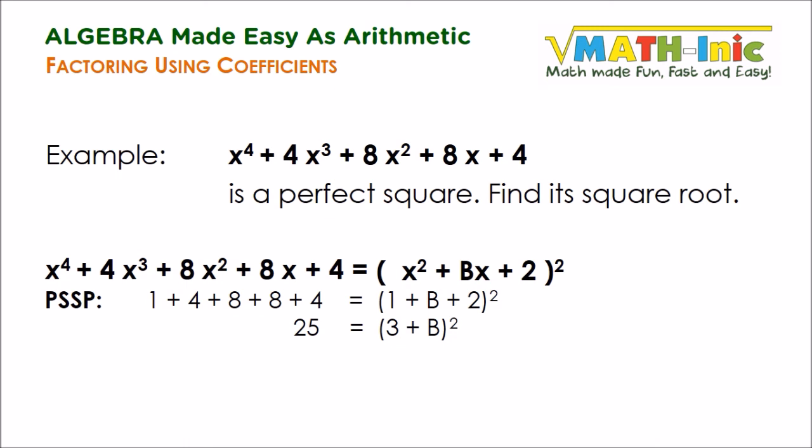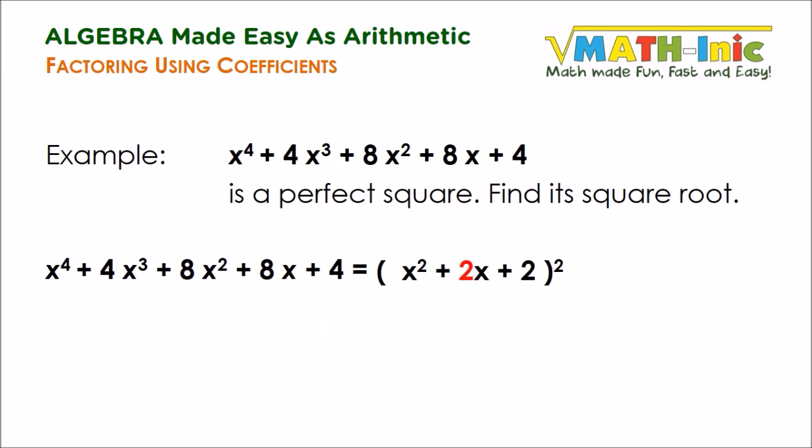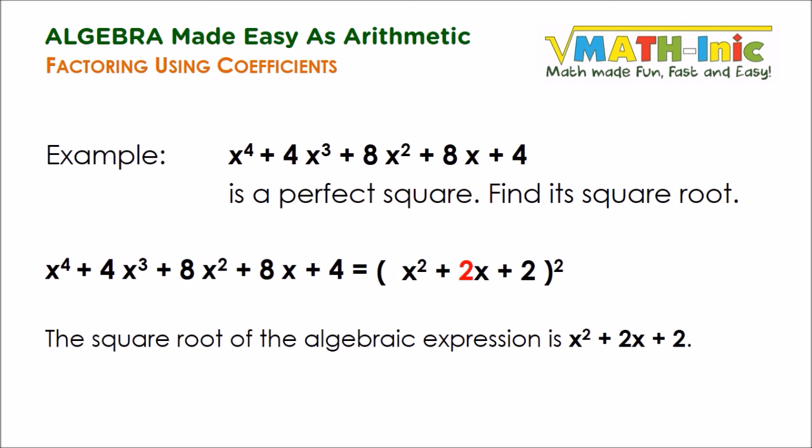We know that the square root of 25 is 5. Therefore, 3 plus b is equal to 5, and we can easily solve for b. b is obviously 2. So the square root of x to the fourth plus 4x cubed plus 8x squared plus 8x plus 4 is x squared plus 2x plus 2. That was quite easy and unexpected, right?